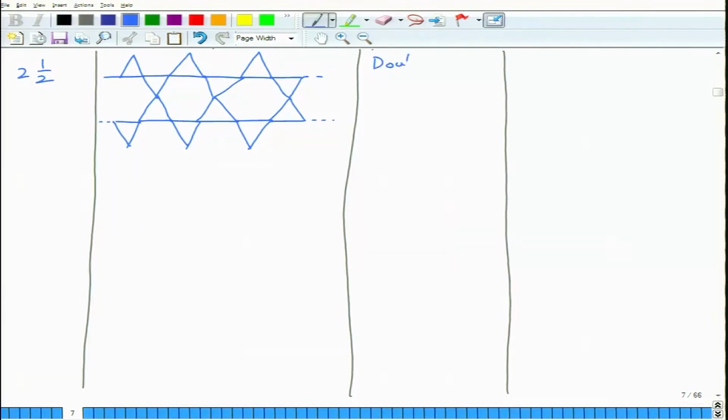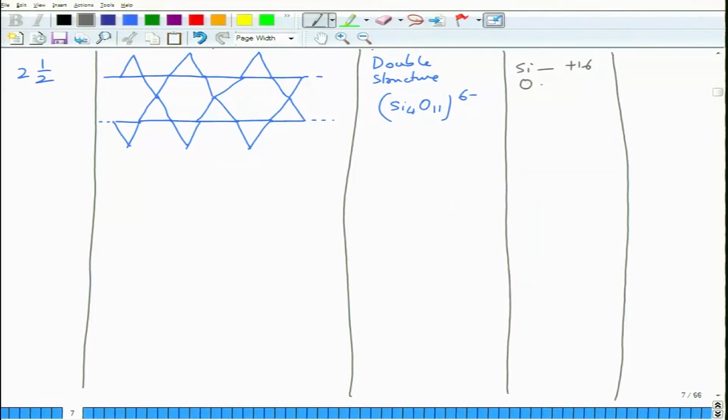This is called a double structure, which is based on Si4O11 6 minus. So, the charge balance in this case: silicon will be 16, oxygen will be minus 22, and the net will be minus 6. For example, minerals such as tremolite and asbestos follow this kind of sequence.